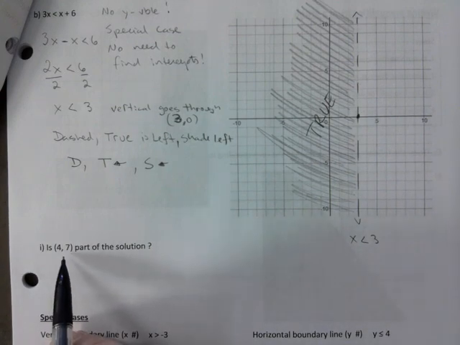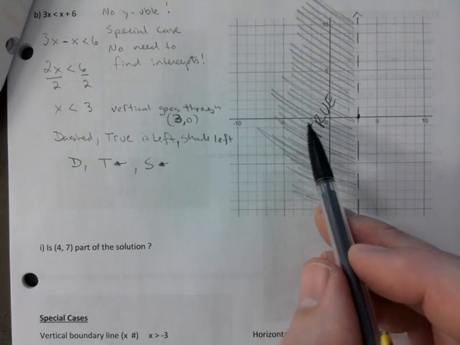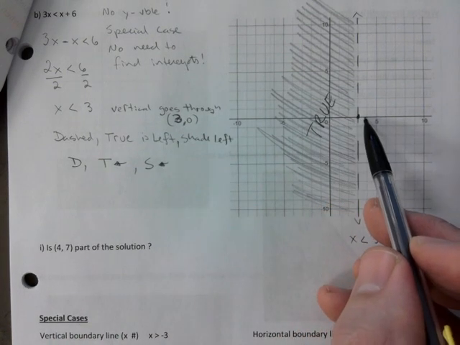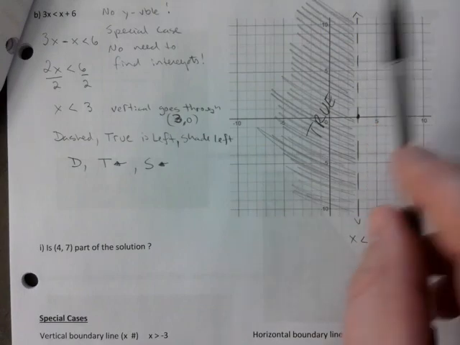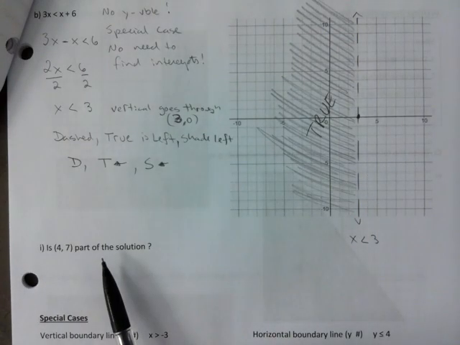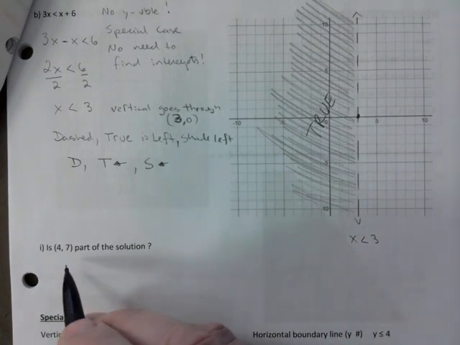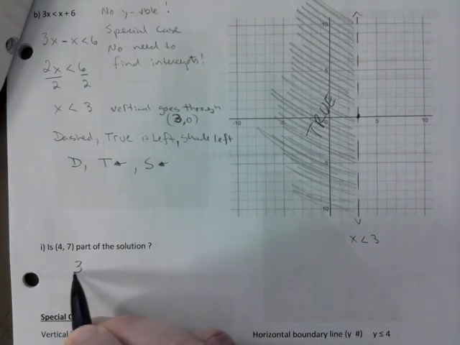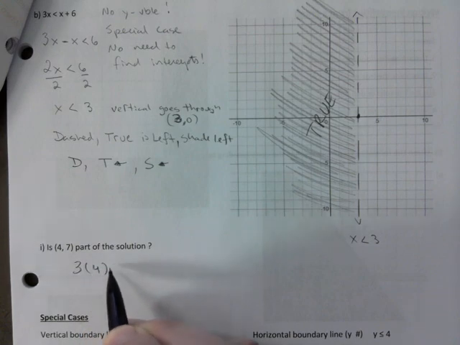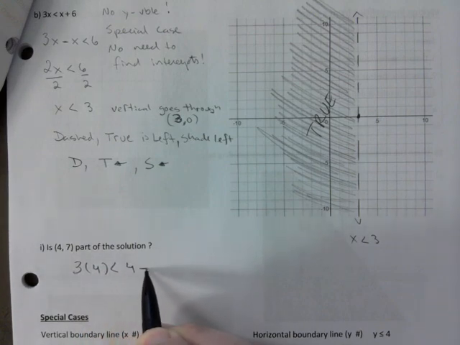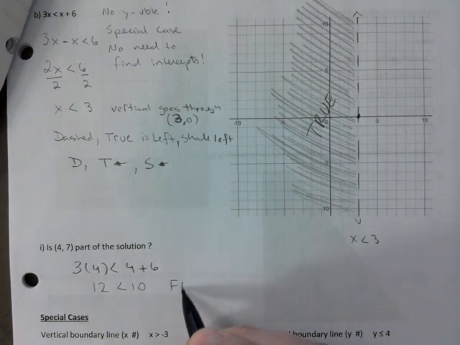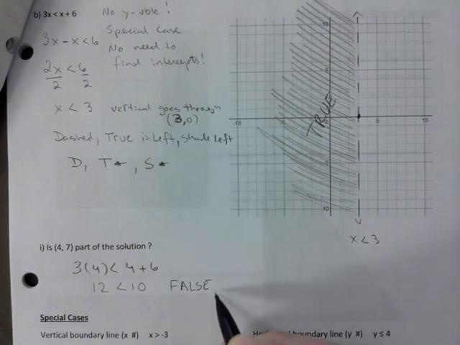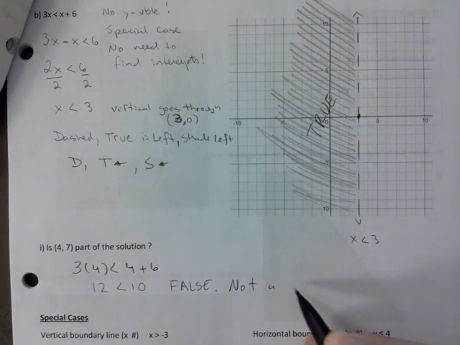Is 4, 7 part of the solution? Where's 4, 7? 4 is here, 7 would be here. It's definitely not part of the solution, right? Because it's in the false region. But you could just plug it in. I'm using the original. 3 times 4 is less than 4 plus 6. So that's 12 is less than 10. That's false. Not a solution.